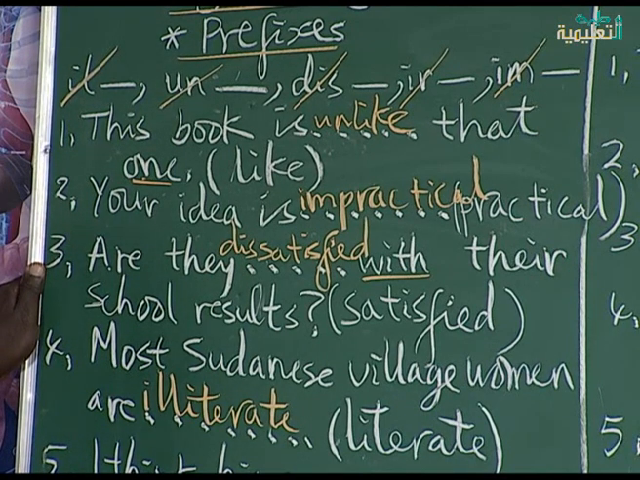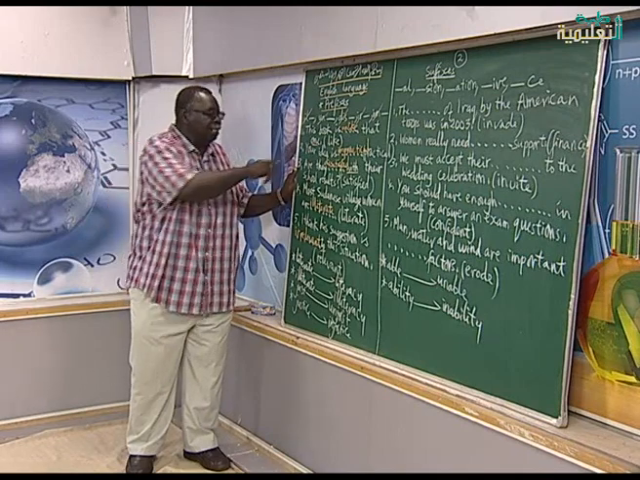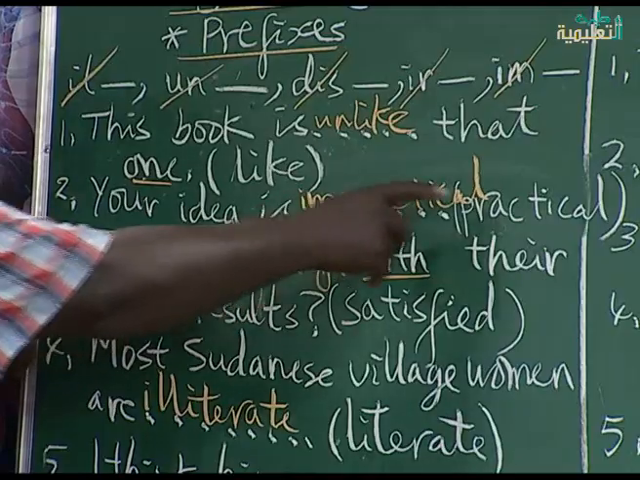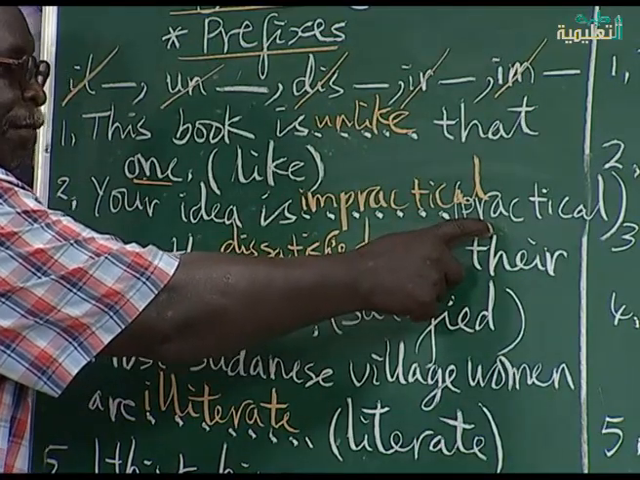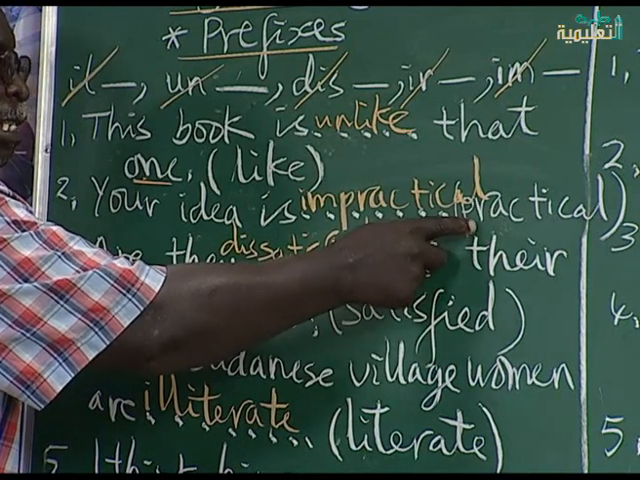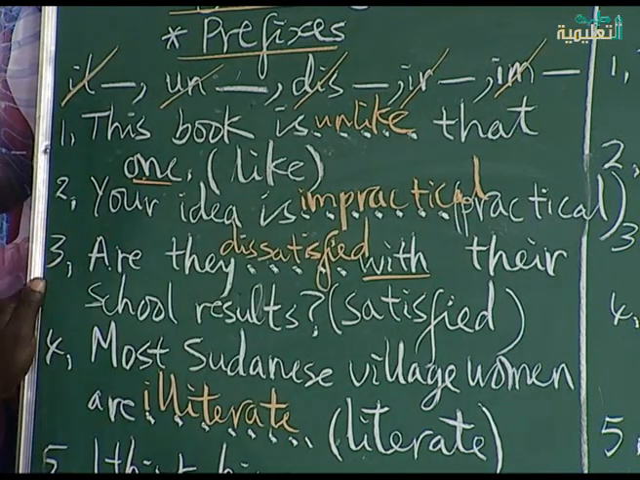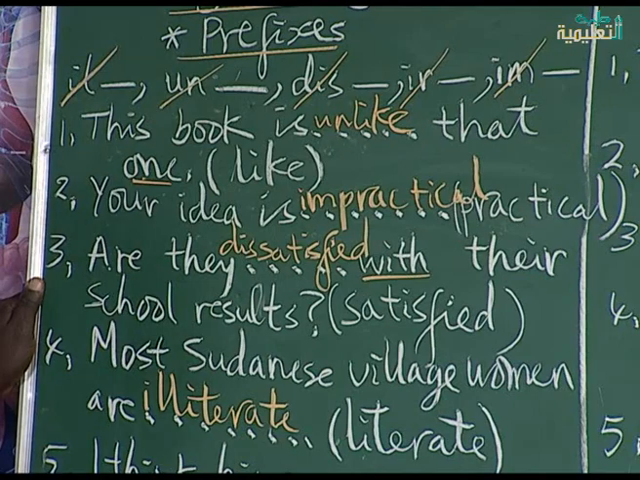So you have to be very careful. Don't think that you are just going to add the prefix. No, be careful about that. The next one, your idea is dash. We have practical, you see. Practical is an adjective meaning عملي in Arabic. The adjective in this case is beginning by the letter P, so it's going to have the prefix, let me say IM, it's going to be impractical, غير عملي.